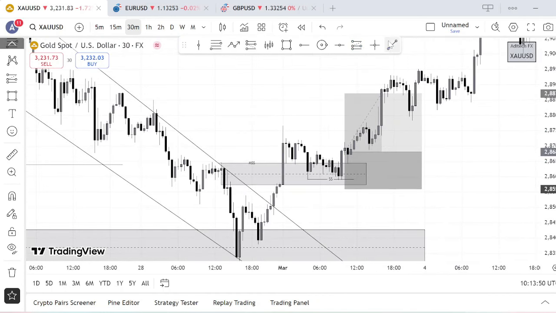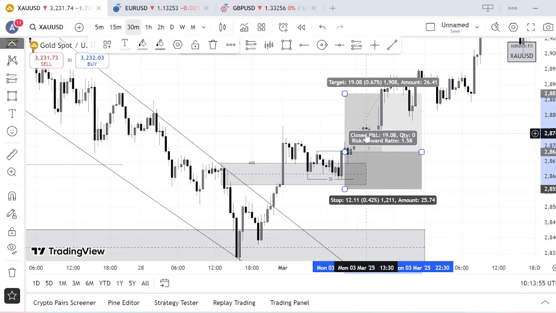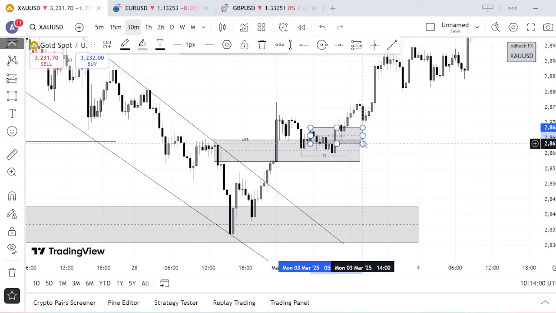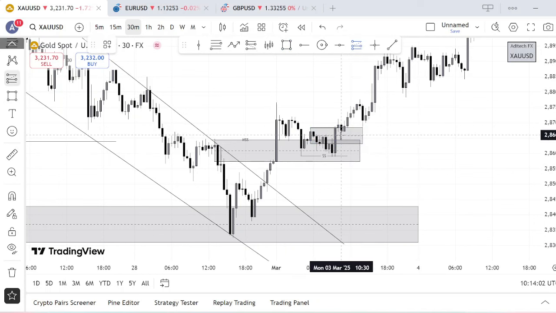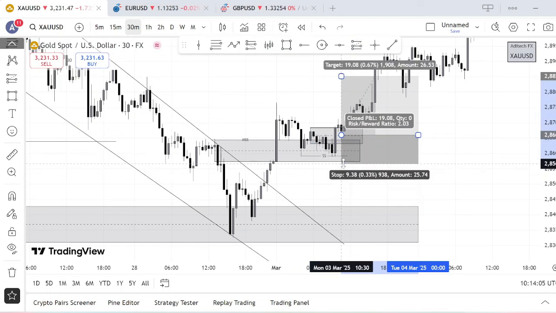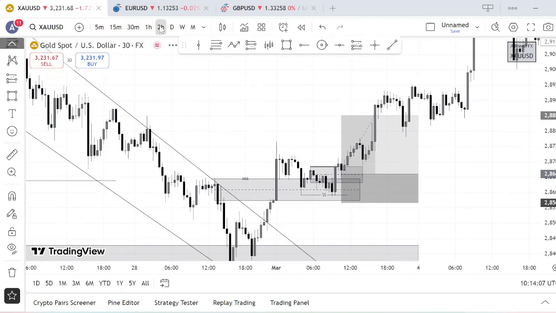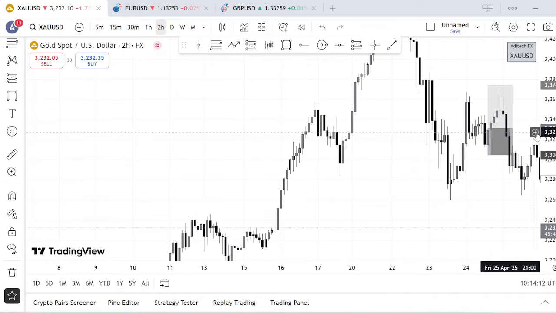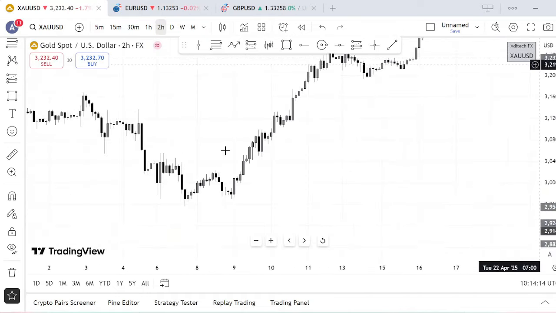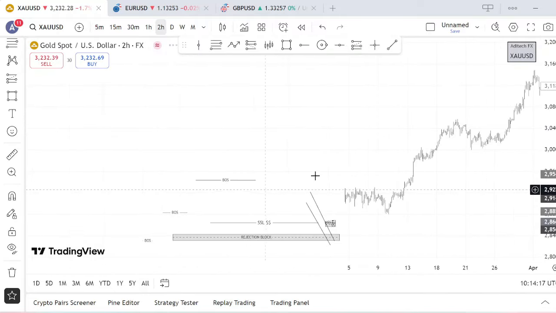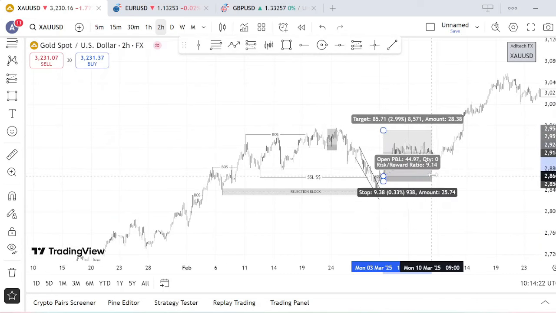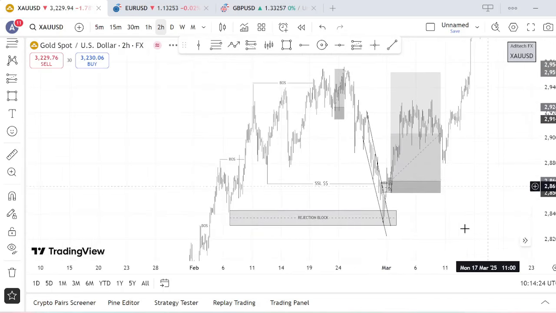Or better still, this is also a market structure shift right here, right? And for a better risk to reward, you can just choose to use this breaker block again, and simply place your long position at the midpoint, place your stop loss right here, and target the opposing liquidity on your higher time frame, right? So where is the zone? This is actually the zone right there. Then you can target the buy side liquidity.